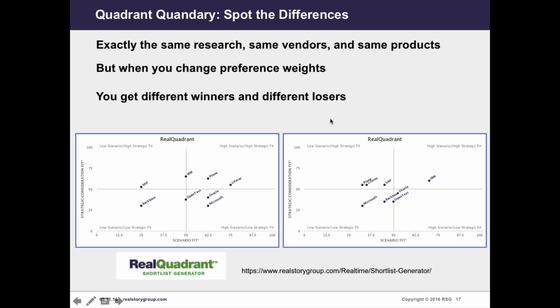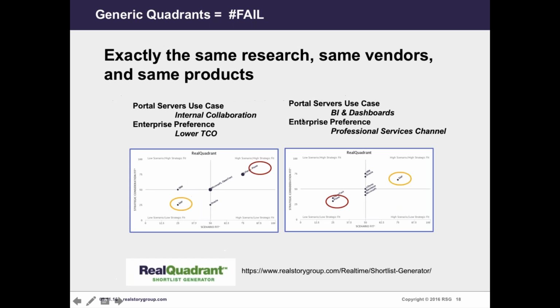So you go into our tool and you weight how important the scenarios are, you weight how important the different strategic considerations are, and then it generates a quadrant for you, and therefore can generate multiple quadrants for you. In this case, we had one use case where the emphasis was on internal collaboration and lower TCO. Got you one set of vendors over here. Notice Plone and SAP at different places.